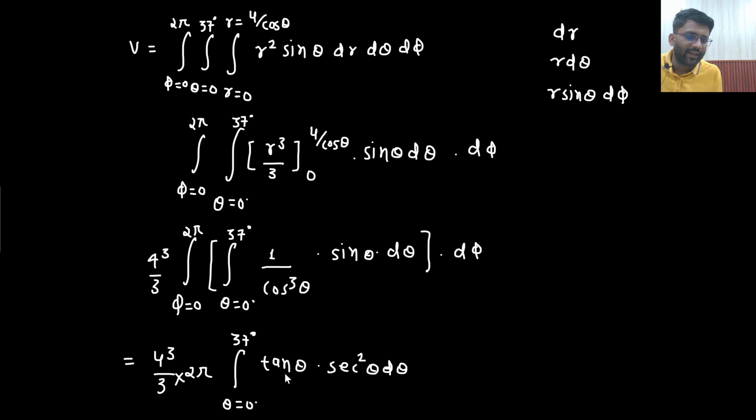If I put tan theta as t, what is the differentiation of tan theta? That is sec square theta. What I am going to do is solve this integration. So what is our answer? Our answer is 4 cube, which is 64 by 3, into 2 pi, multiplied with I. So I just need to solve I, going from 0 to 37 degree, tan theta sec square theta d theta.